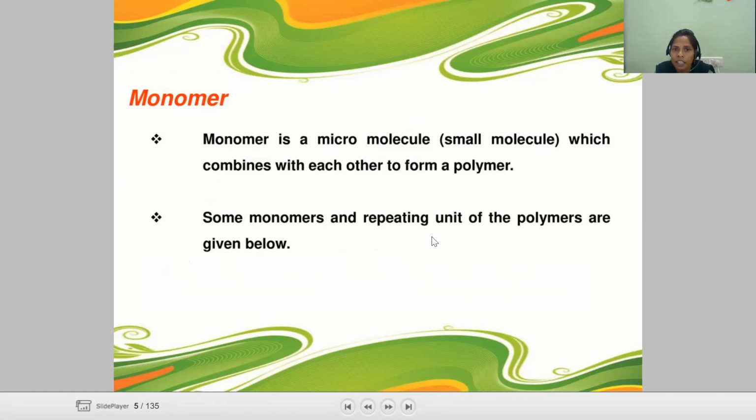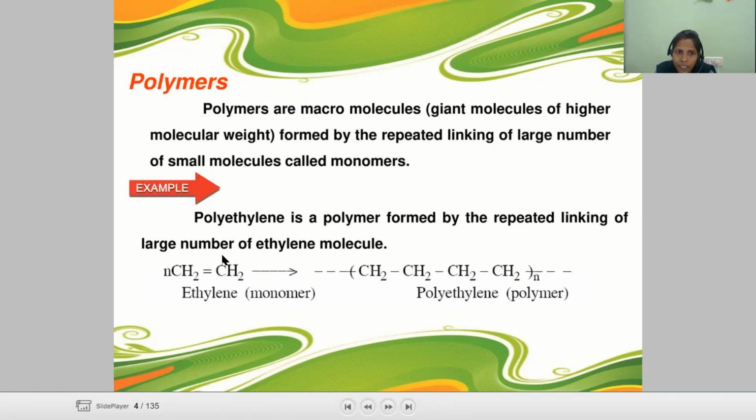Some monomers and repeating units of the polymers are given below. See here, this is the monomer. And what is the repeating unit in the polymer? This is a repeating unit. How many times is it repeating? It is repeating n number of times. So I'm giving some examples of monomers and their repeating units. If this is the monomer, single bond CH2, single bond CH2 is a repeating unit. Like that, I'm giving various examples. What are the monomers? What are the repeating units in the polymerization?